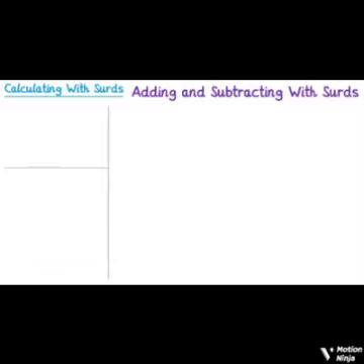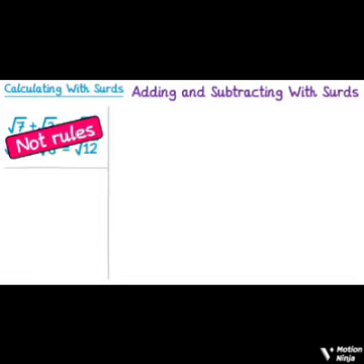Earlier on, we looked at what happens when you add and subtract surds. So this one here and this one here. And these were not actually rules. So you can't add square root 7 and square root 3 and get square root 10. You can, however, add and subtract surds as long as the number inside the surd is the same number. So for example, square root 3 plus square root 3 is okay, and this gives you 2 root 3.